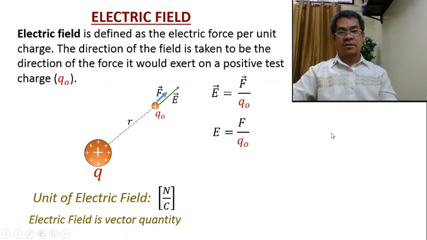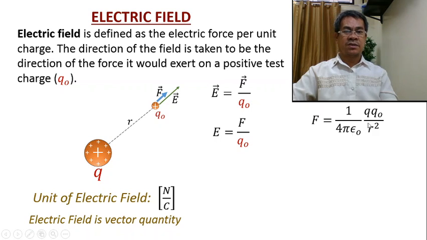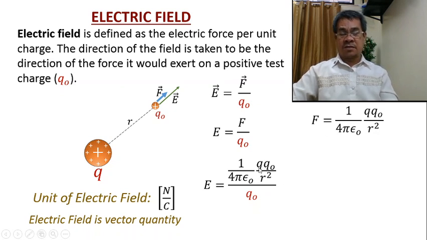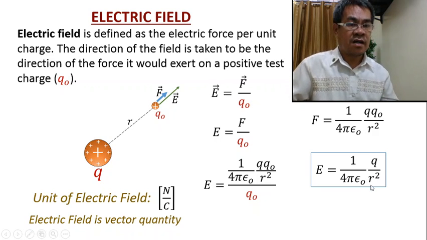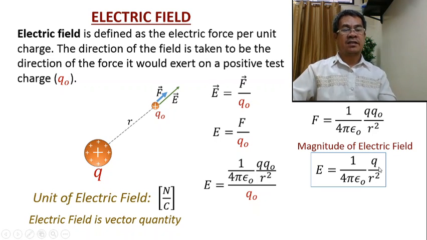All you need to do is take note that the force in the previous video can be calculated using Coulomb's law. So 1 over 4 pi permittivity, where the interacting charges are Q and Q naught, and the distance between them is r. Replacing the force with this value results in this expression. This Q naught can be cancelled, because it is the same as the test charge Q naught. So the electric field is equal to 1 over 4 pi permittivity times Q over r squared. And this is the magnitude of the electric field.